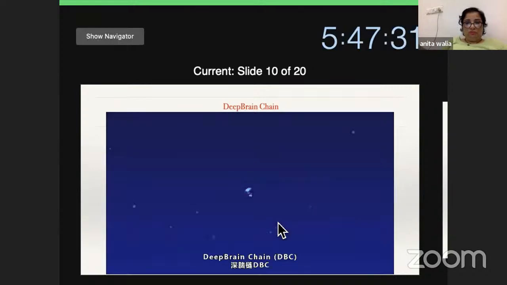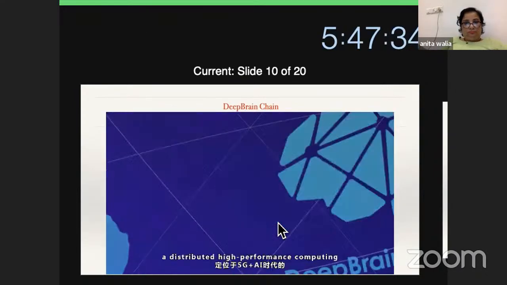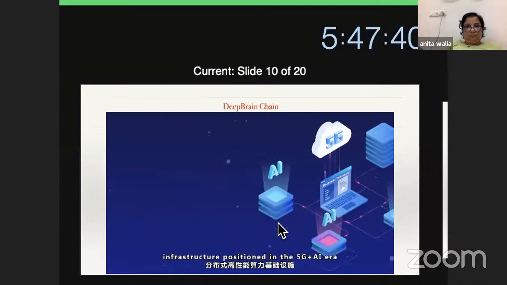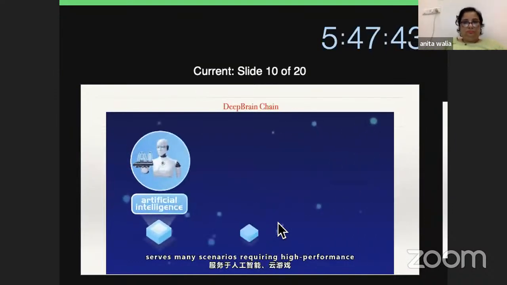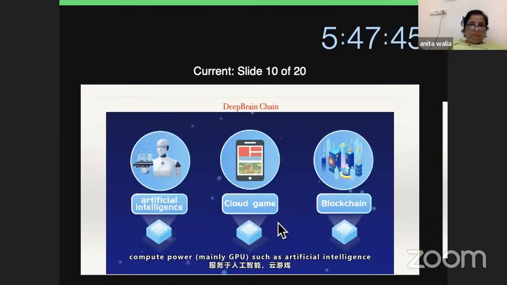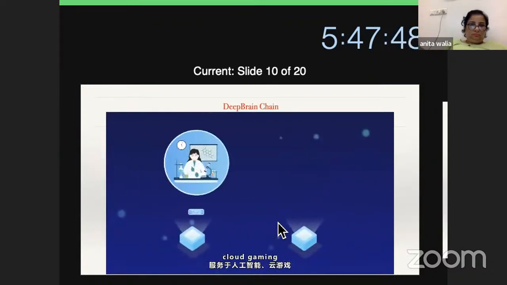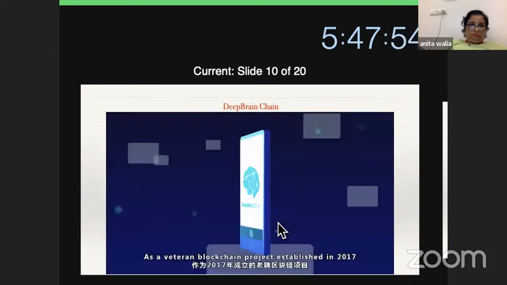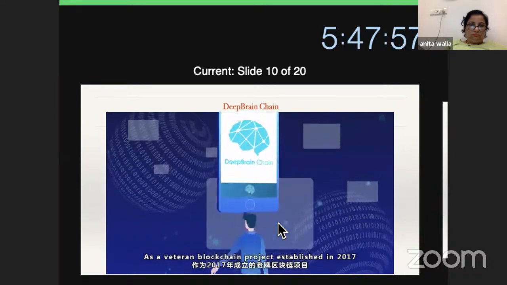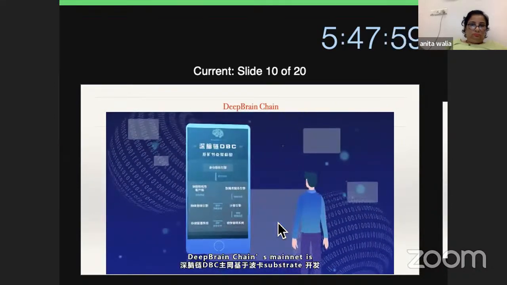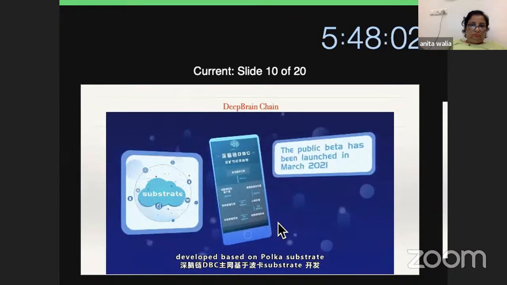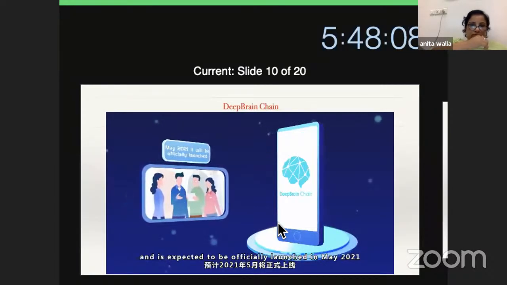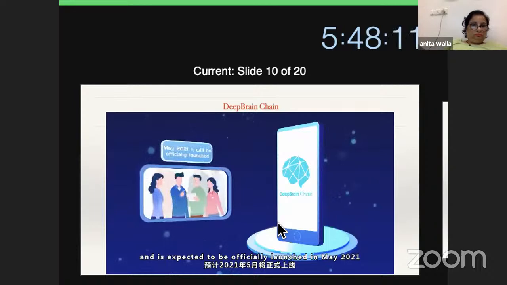So let us see this also. Deep Brain Chain, DBC, a distributed high-performance computing infrastructure positioned in the 5G and AI era, serves many scenarios requiring high-performance compute power, mainly GPU, such as artificial intelligence, cloud gaming, blockchain, biopharmaceutical, visual rendering, etc. As a veteran blockchain project established in 2017, Deep Brain Chain mainnet is developed based on Polka substrate, which started public tests in March 2021 and is expected to be officially launched in May 2021.